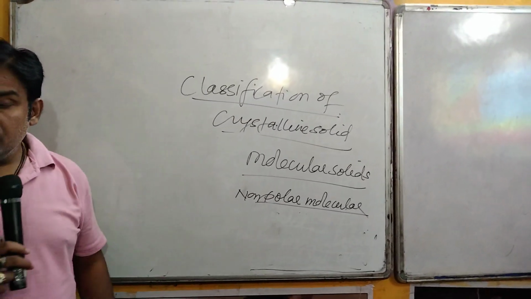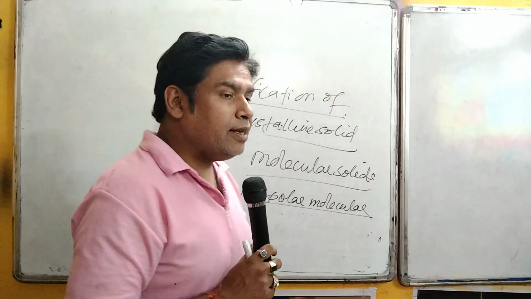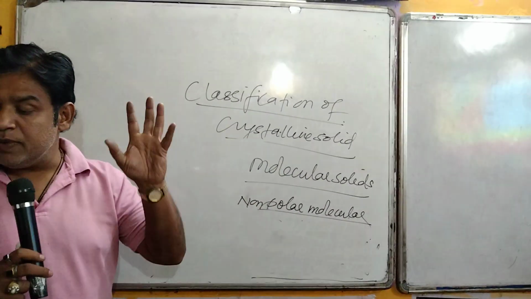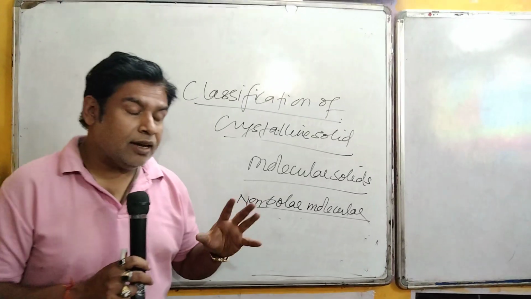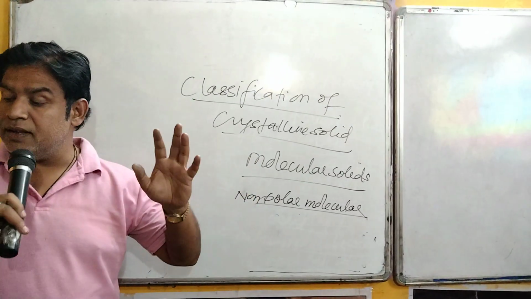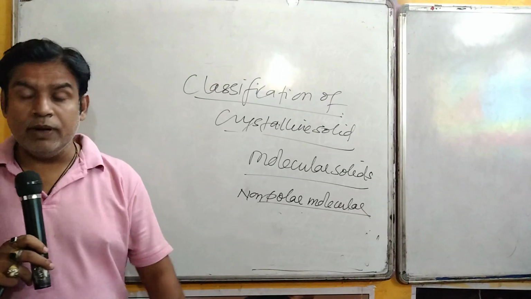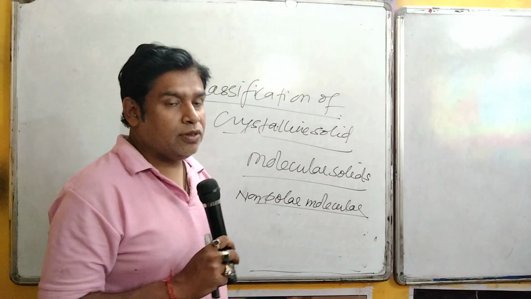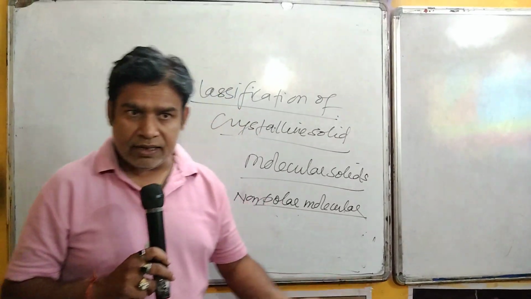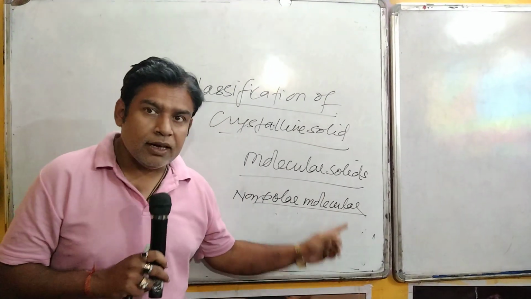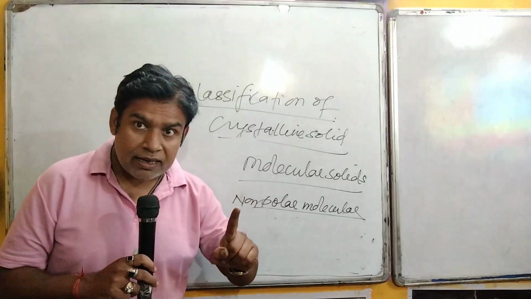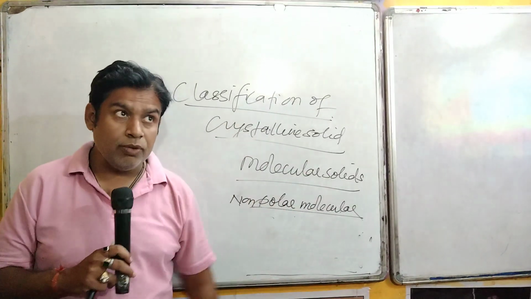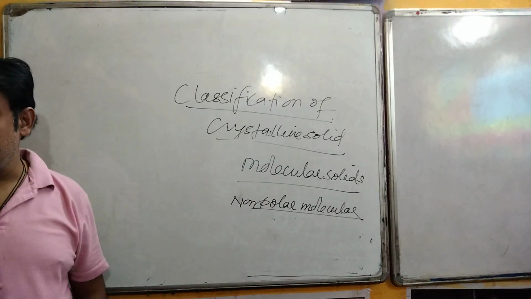Now see, non-polar molecular solids are crystalline solids in which the constituent particles are atoms, as in noble gases, or non-polar molecules like hydrogen, chlorine, bromine, iodine, etc. What did I say? Either the constituent particles are noble gases, or they are non-polar molecules like chlorine, bromine, iodine, etc.